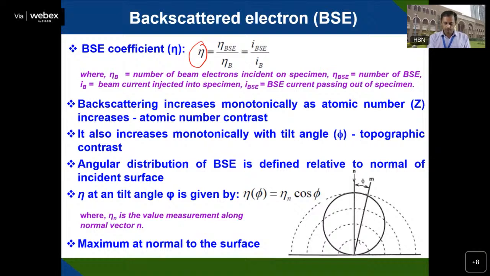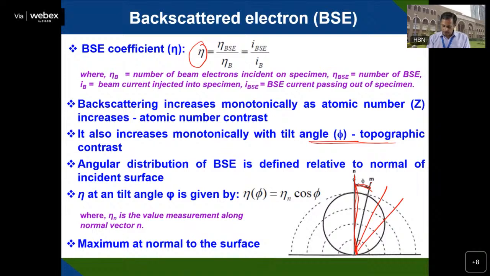But in case of angular distribution, when theta increases, it depends on topographic contrast, which is mainly used. So the tilt angle is phi. The electron beam is coming at the surface directly at 0 degrees, and as you increase the tilt angle, you will see the backscattered electron density vary.